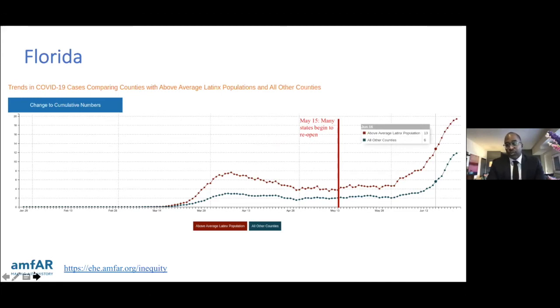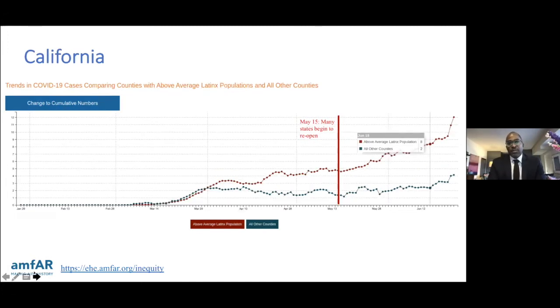You could see from nearly the beginning that Latinx counties, in terms of the 7-day moving average, have had the lion's share of cases compared to all other counties in the US. But now as the economy is starting to reopen, you can see that the slope of that sharp increase is much steeper in Latinx counties compared to all other counties in the US. The same exact thing is happening in California.